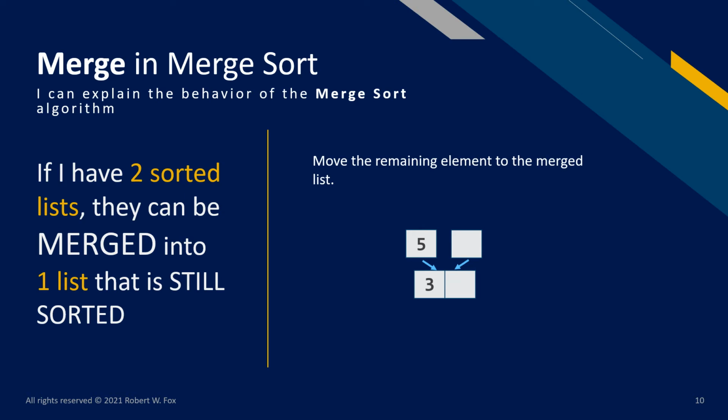Once we've moved the 3, there's only one element left to merge, which is the 5, so we also move it to the merged list. And once we've done that, we now have a merged list that is still sorted.